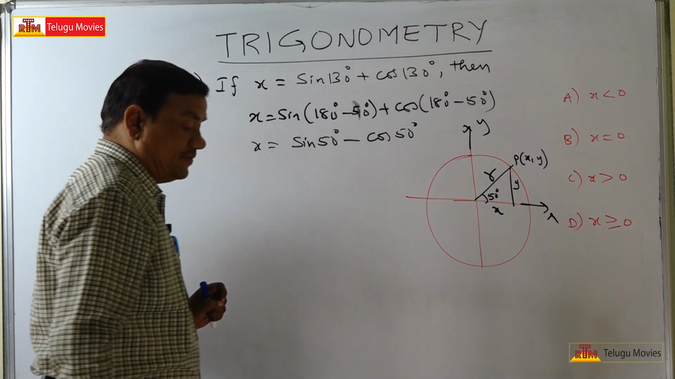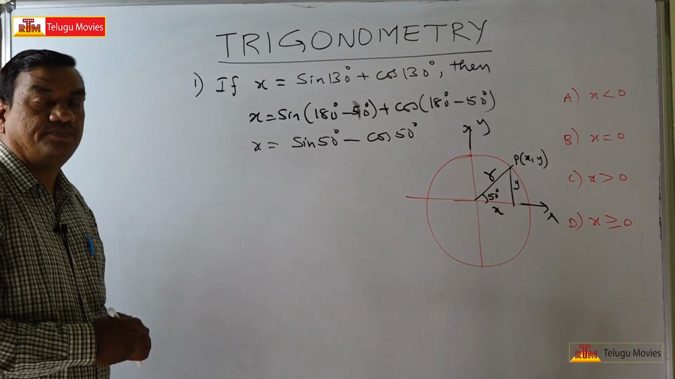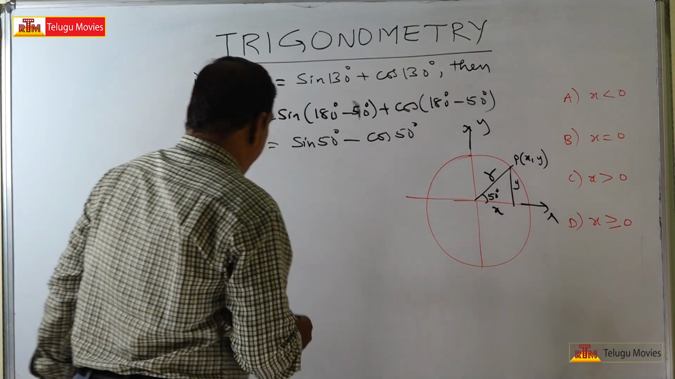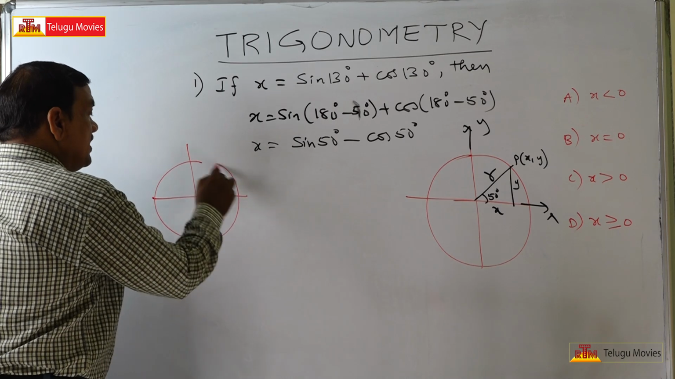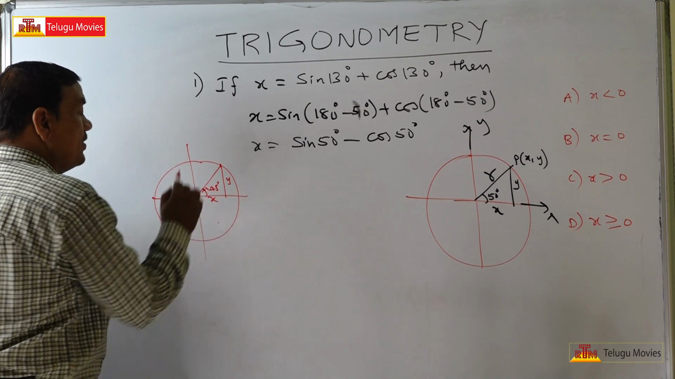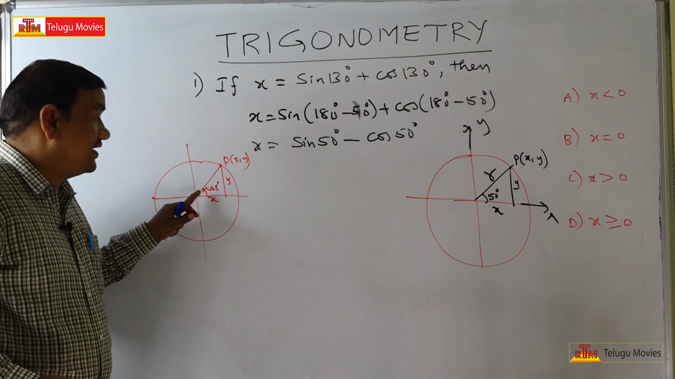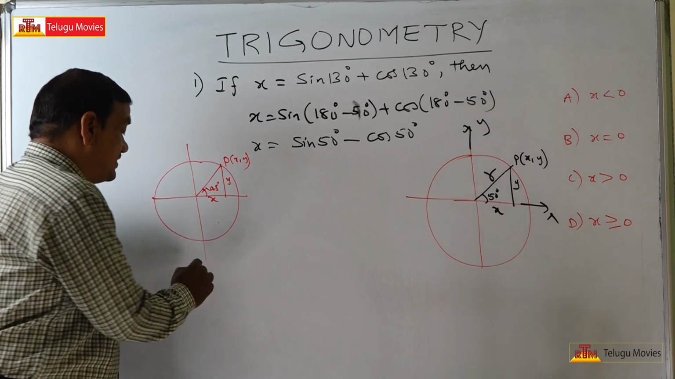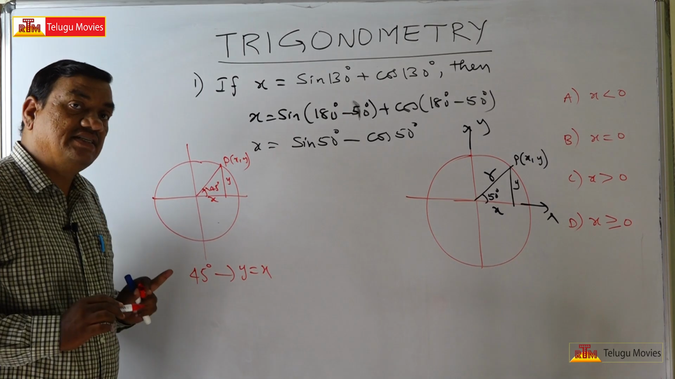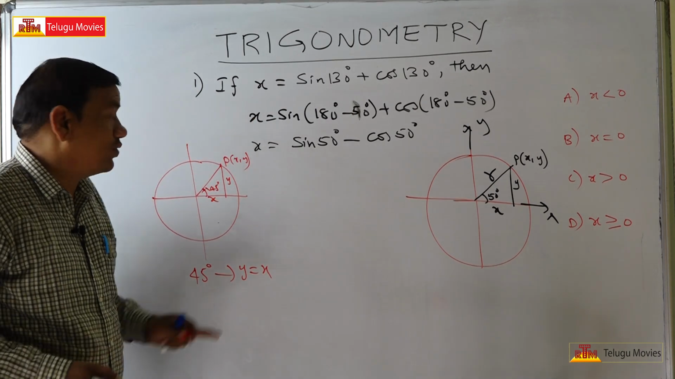So, which is greater, y or x at 50 degrees? First I will explain this. If it is 45 degrees, the y value and x value are both the same. Opposite side and adjacent side are equal. Why? Because this is the line y is equal to x.